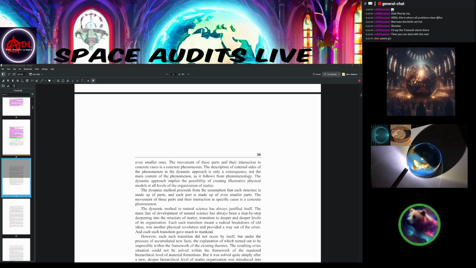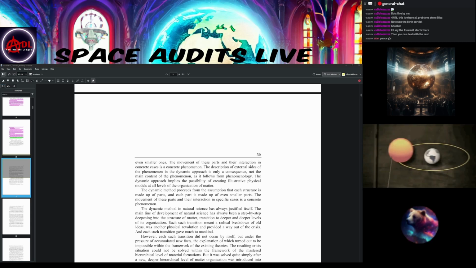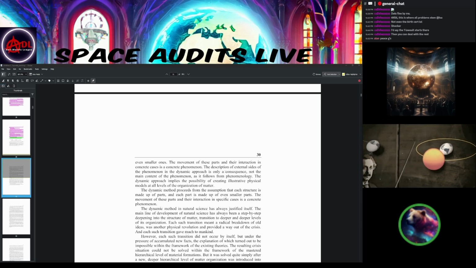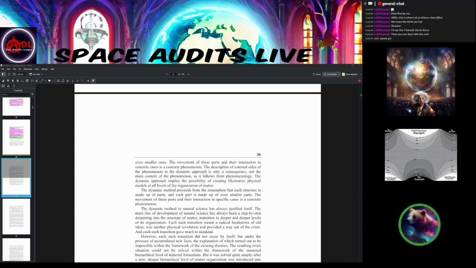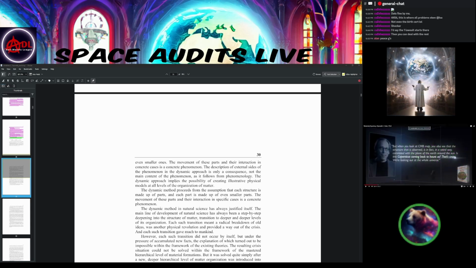The movement of these parts and their actions in concrete cases is a concrete phenomenon. The description of the external sides of the phenomenon in the dynamic approach is only a consequence, not the main content of the phenomenon, as it follows from phenomenology. The dynamic approach implies the possibility of creating illustrative physical models at all levels of the organization of matter.